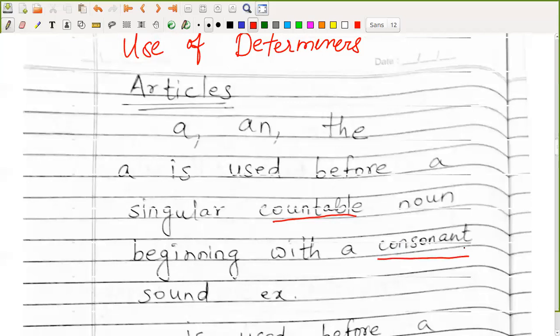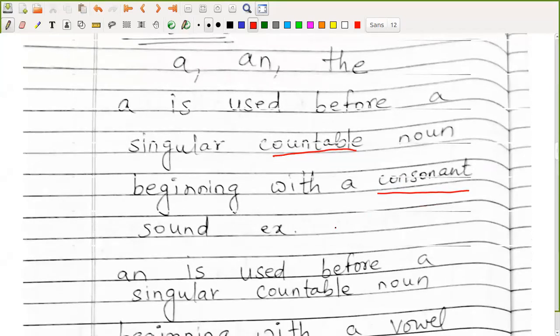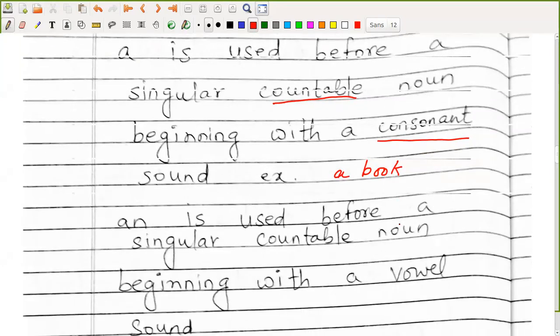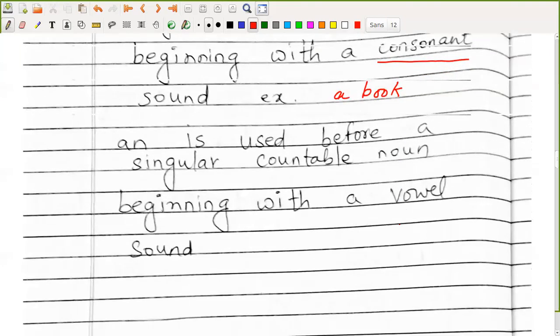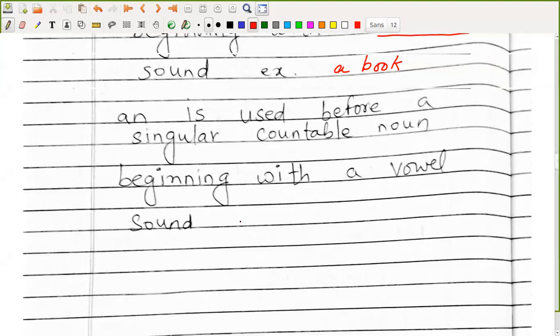And this also is important. It should begin with a consonant sound, excluding the 5 vowels. 5 vowel को छोड़ के इंग्लिश में जितने भी वर्ड्स हैं वो all are consonants. So a is used before a singular countable noun beginning with a consonant sound. A book. An is used before a singular countable noun beginning with a vowel sound.